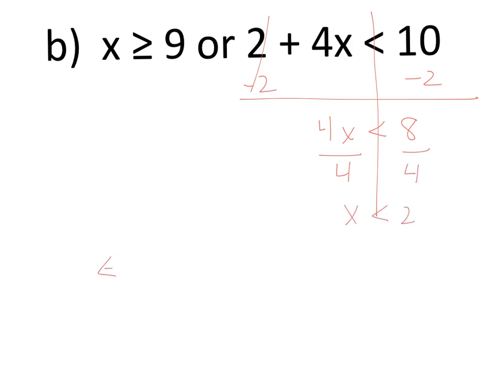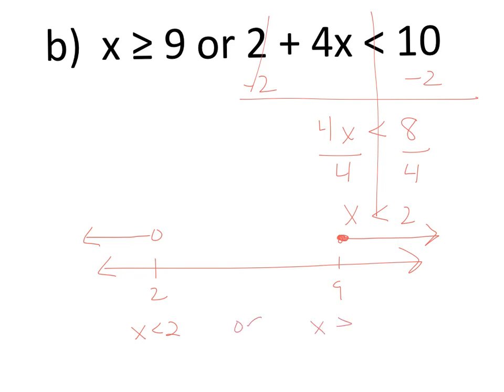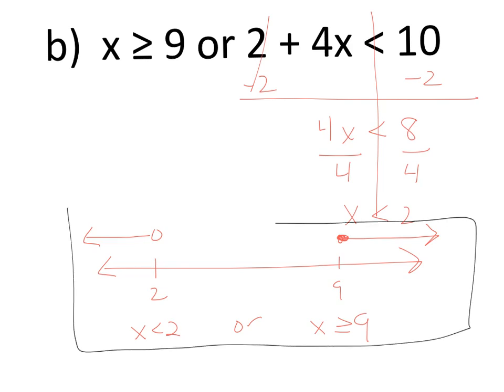Let's go ahead and draw our grid here. I've got 2 and 9. On 2, I've got an open circle heading this way, and on 9, I've got a closed circle heading this way. So again, x is less than 2, or x is greater than or equal to 9. Right here would be your final graph with your final answer. Again, all you really got to do is stick the word or in between. There's no special way to write it.